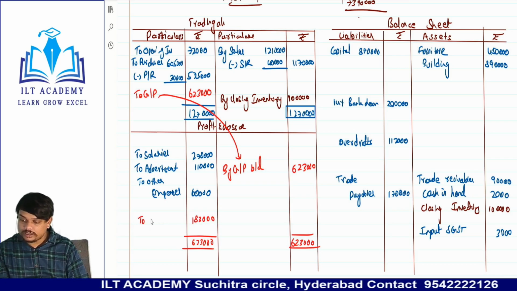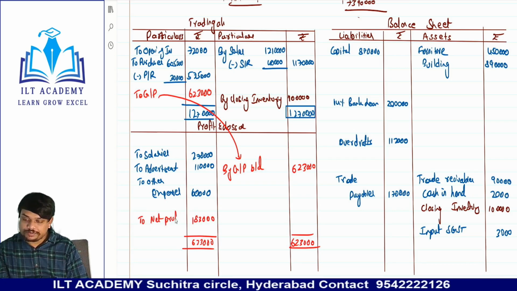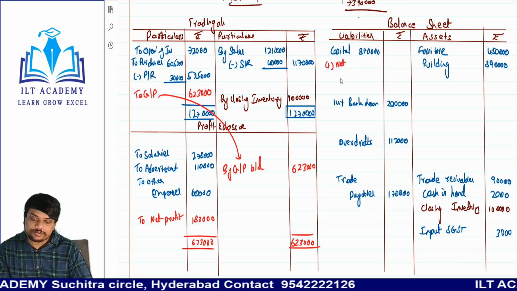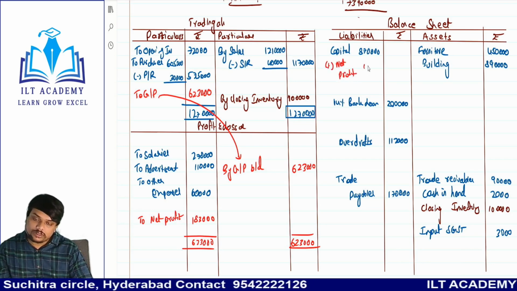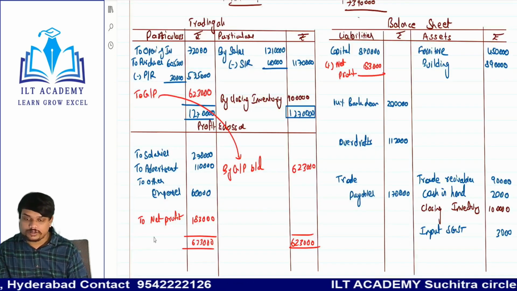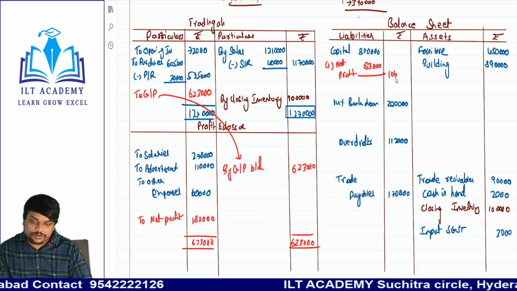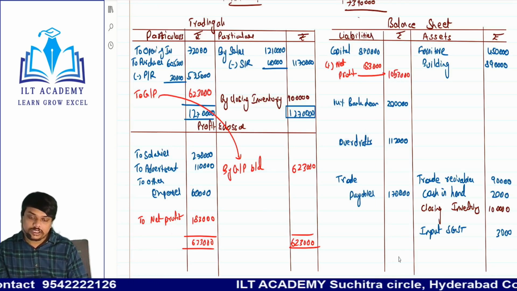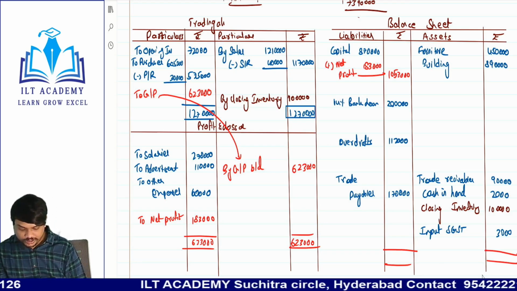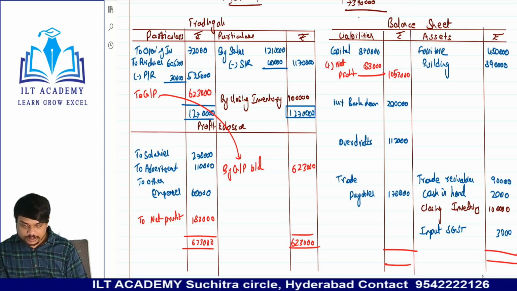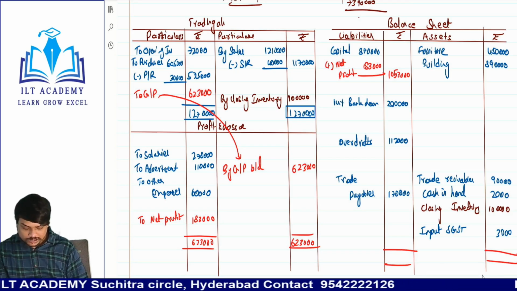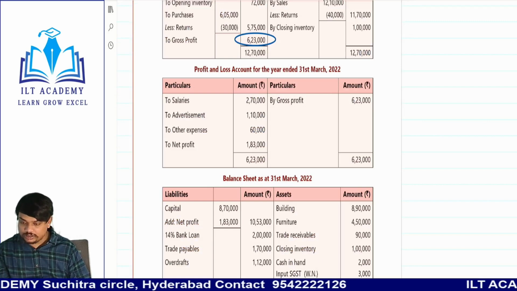Nothing but net profit. This net profit will be added to what? Capital balance. We don't have any drawings, so this will be 10,53,000, and if you total it, it should match. And it is 10,53,000. Add 2 lakhs, add 7,20,000, add 1,70,000.